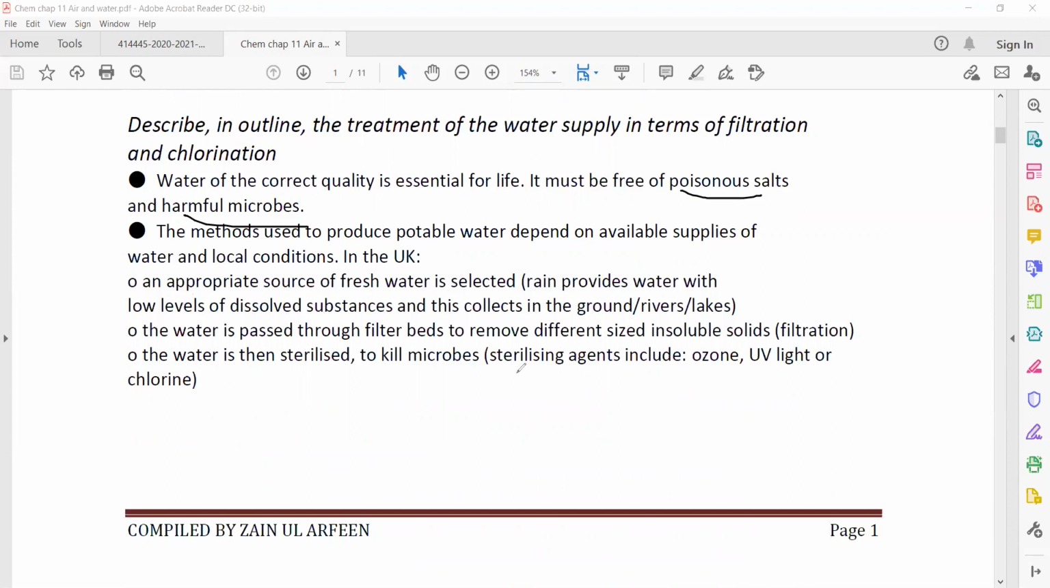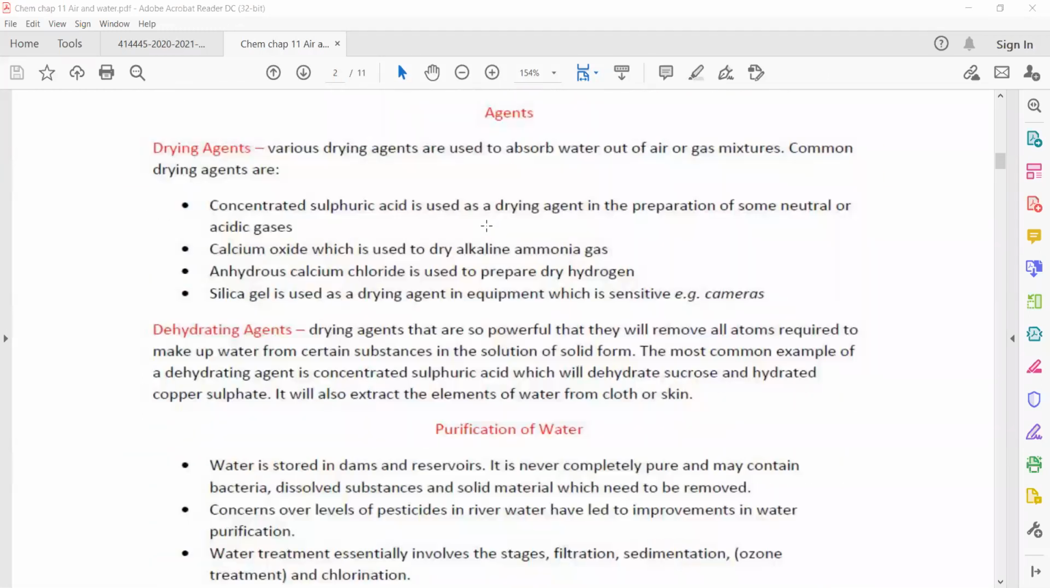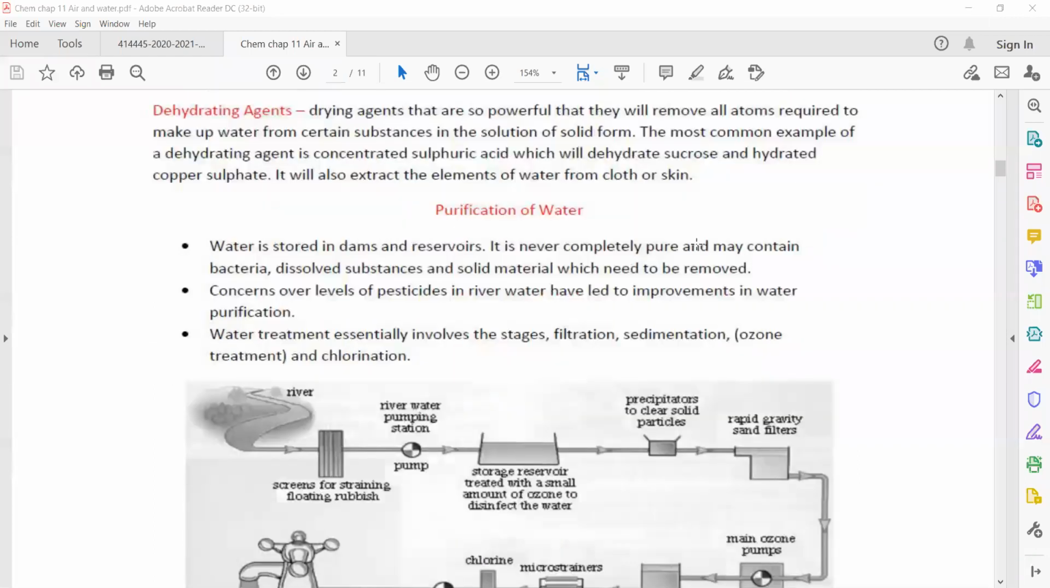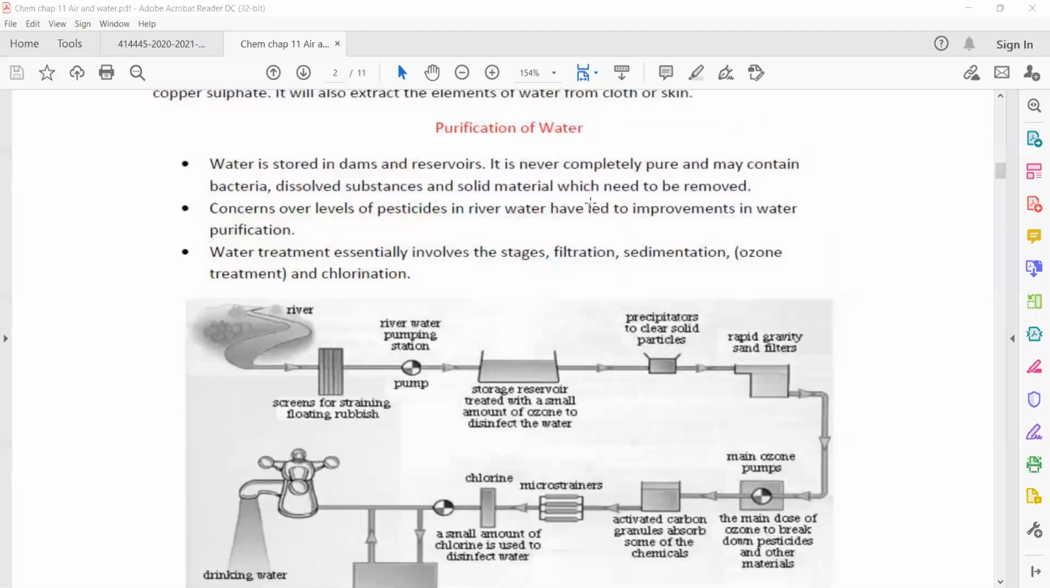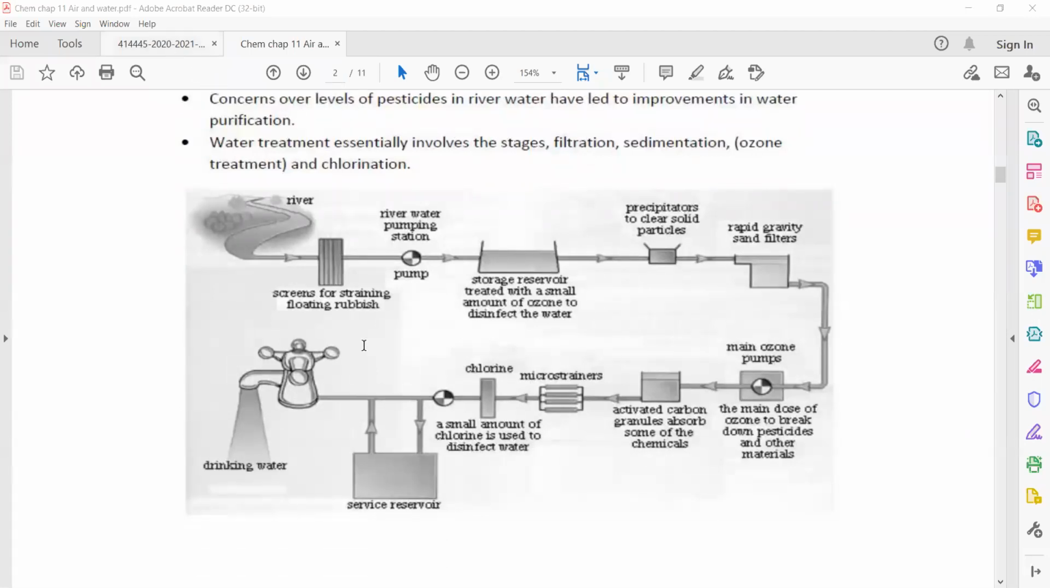So first what we do is filtration to remove the insoluble substances, and then we use chlorination to kill microbes. We can use sterilizing agents such as ozone, ultraviolet light, or chlorine. This is a simple structure which shows the purification of the water.